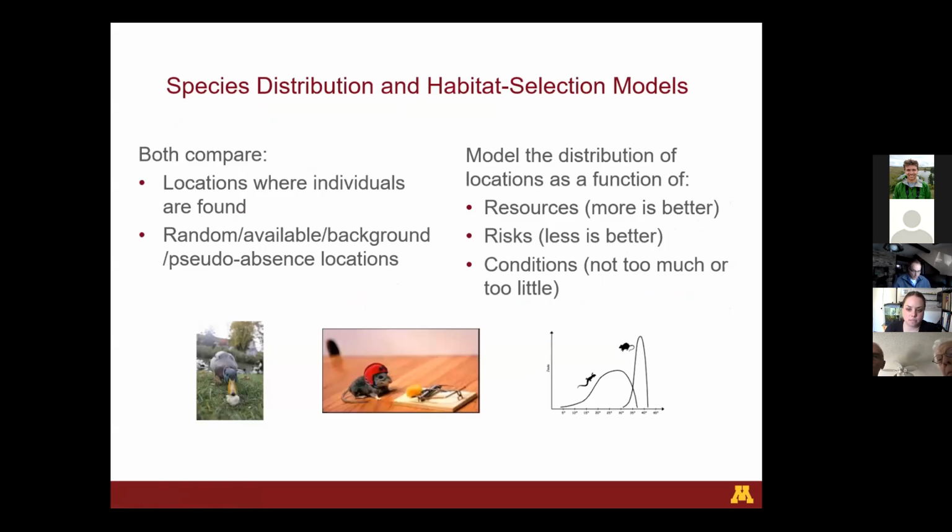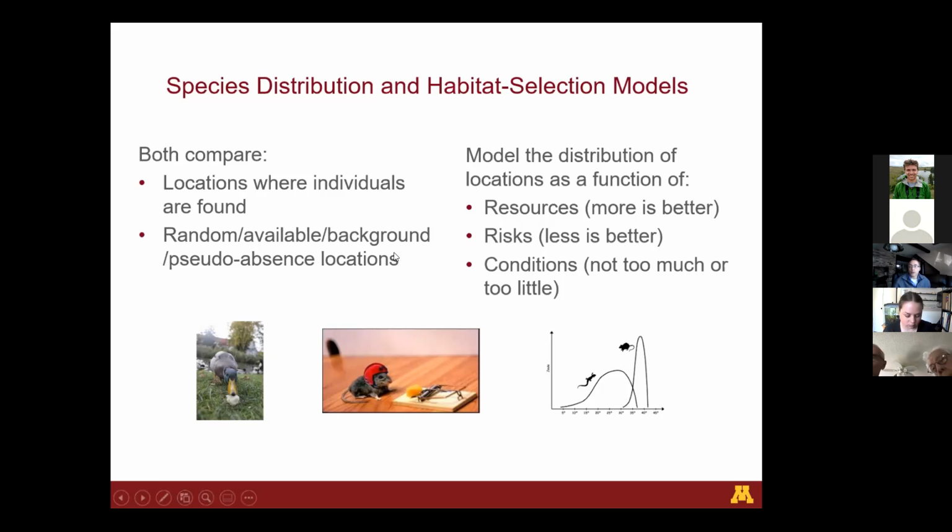So one of the things I want to make clear is that these two approaches, how we model telemetry data and get at habitat selection, and how we model species distributions, they're using very similar approaches. Both of these classes of models compare locations where individuals are found to random locations generated from some background layer. And the key thing is we're trying to understand why individuals are found certain places and not others. And so it's helpful to think of the fact that we're modeling the distribution of locations as a function of different predictors that can be broken down into these different categories.